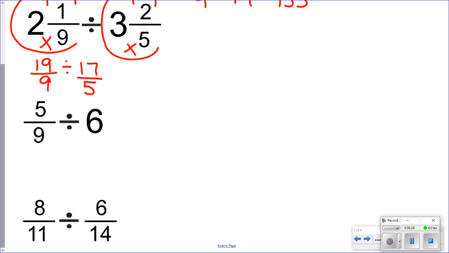This last example, 5/9 divided by 6. 6 is a whole number. Place a 1 under it. No mixed numbers, so 5/9 times 6 over 1 becomes 1 over 6. Again, there's nothing to simplify. 5 times 1 is 5, and 9 times 6 is 54.